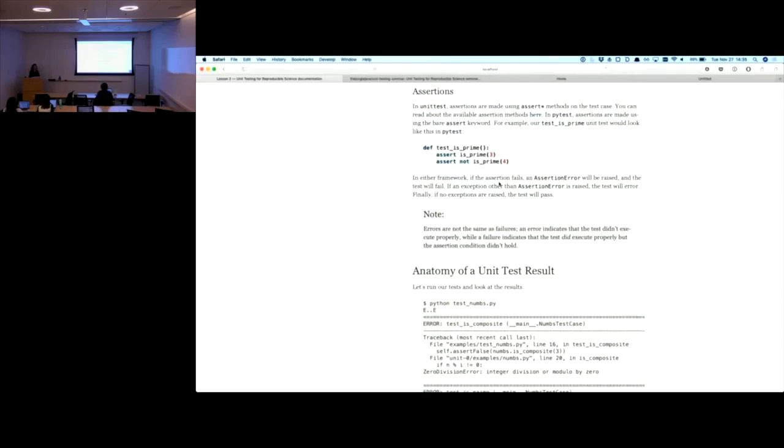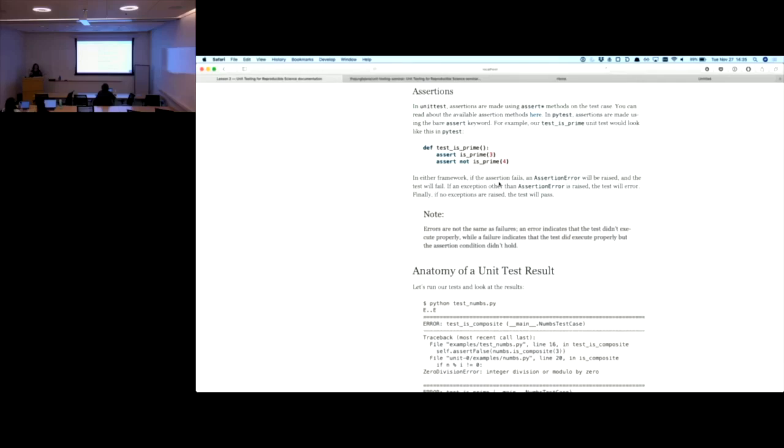In PyTest, assertions are made using just the bare assert keyword in Python. So our is_prime test from above would look like this in PyTest. It would simply be a function, and there's no pesky self that comes from Python's object orientation hanging around.